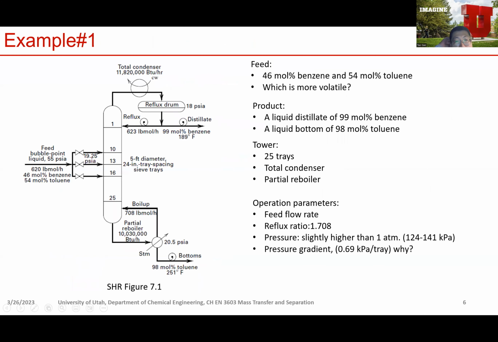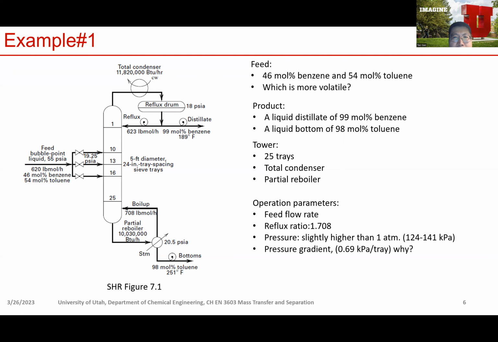Okay. Now let's look at one example from your textbook. Okay. So here we have a tray tower for distillation, and we have a feed that contains 46% mole of benzene and 55% of toluene. Okay, and so they enter this column.